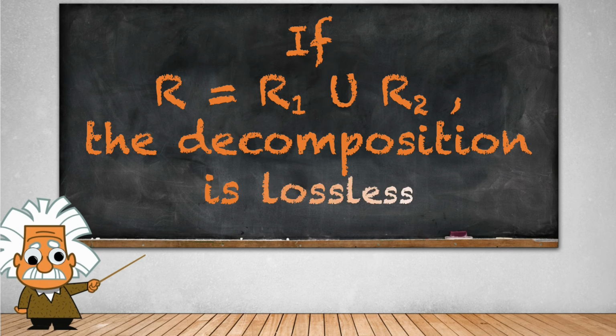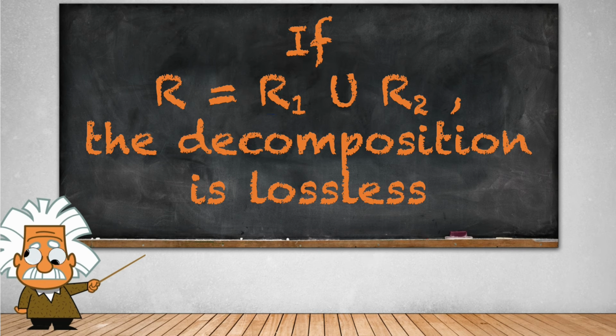Now, if the union of R1 and R2 results in R, then the decomposition is lossless. So if I put my R1 and my R2 together and we get the original R out, then we know the decomposition is lossless.